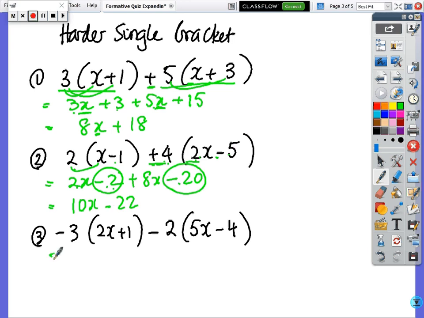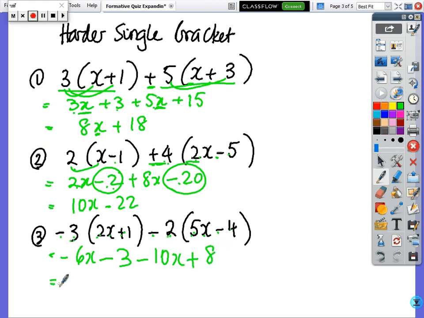Okay, the last one. A negative times a positive is a negative. 3 times 2x is 6x. A negative times a positive is a negative. 3 times 1 is 3. A negative times a positive is a negative. 2 times 5x is 10x. A negative times a negative is a positive. 2 times 4 is 8.